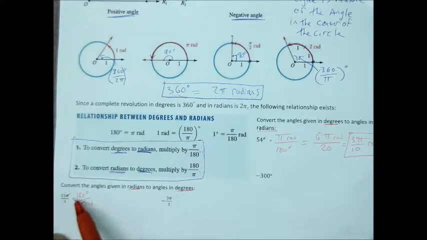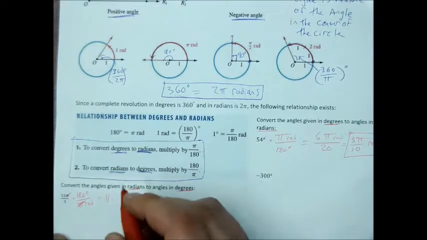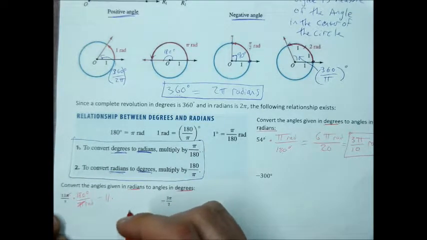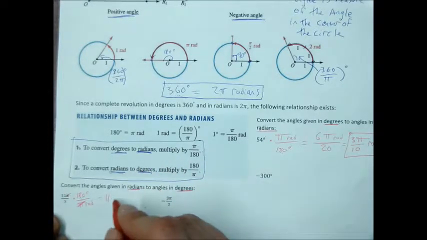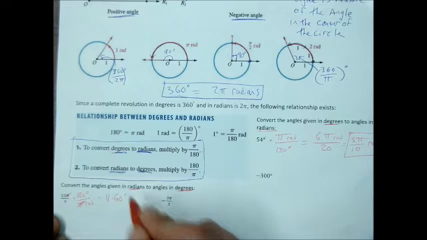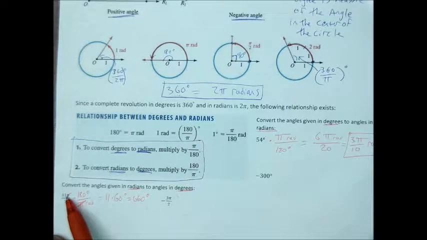So 3 goes into 180 60 times. And so this is really the same thing as 11 times 60 degrees. And 11 times 60 is 660 degrees. But again, we wanted to cancel out the pi and end up with a degree, and this form did that. It canceled out the pi and gave us a degree.